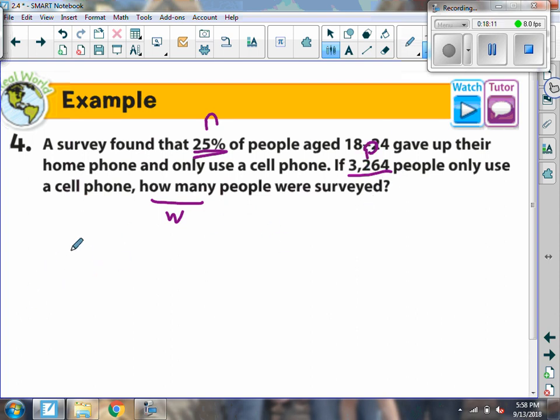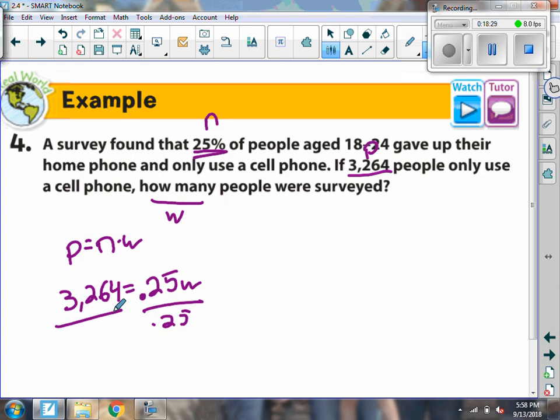So I have, my part is equal to my percent times my whole. So that'll be 3,264 is equal to 25%, so that's 0.25 times my whole. So I'm going to divide both sides by 0.25. Let's work this out. 3,264 divided by 0.25. Move my decimal 2 places to the right, so I have to do the same thing here. My decimal is now over here.